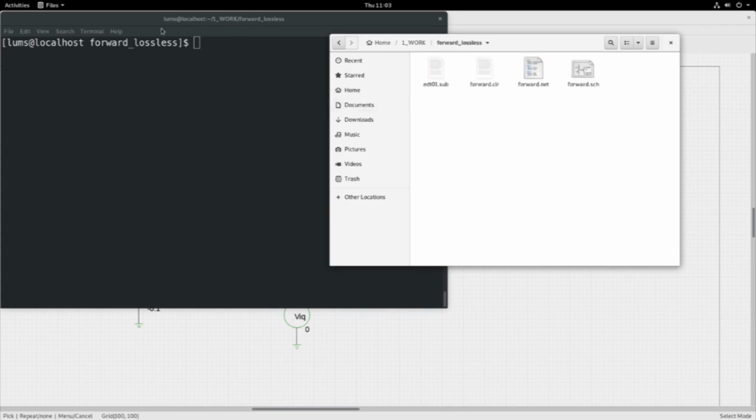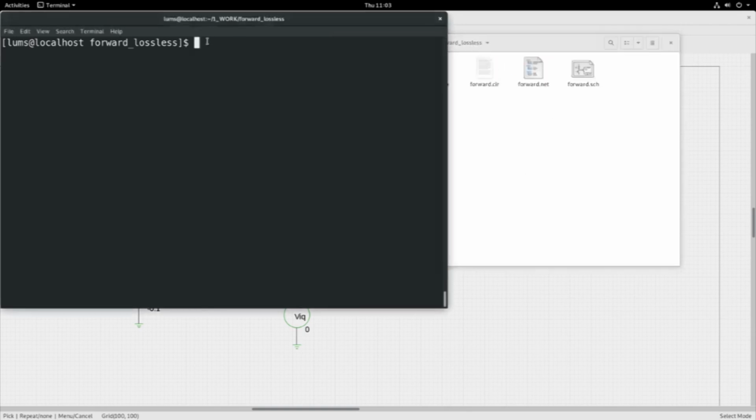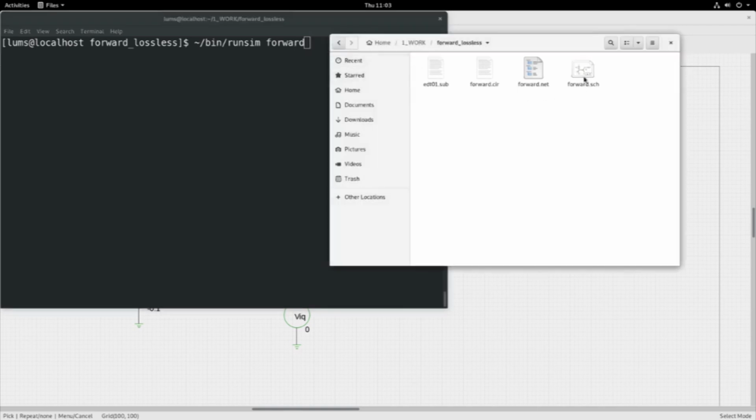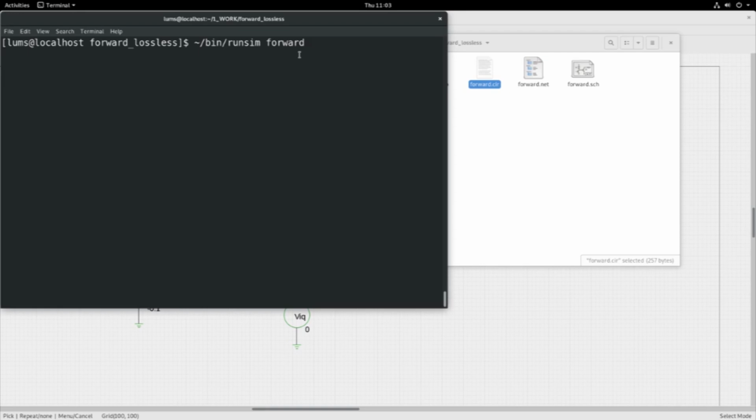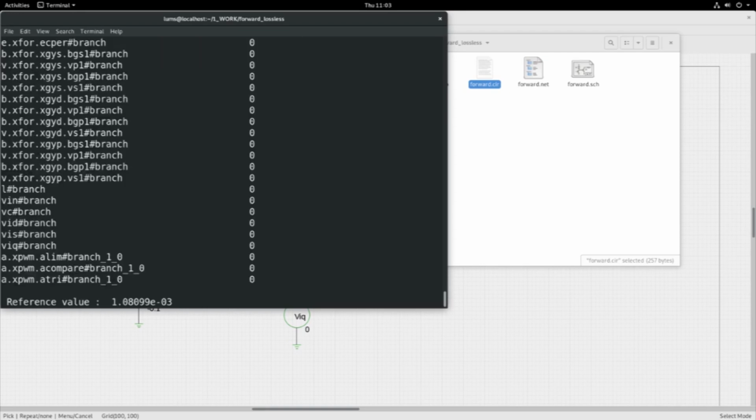So in the forward converter I will call that run sim forward. What this command will do is take forward.schematic and regenerate forward.net, and then later call ngSpice through this forward.cir. So this is what it will do. Let me run the simulation.